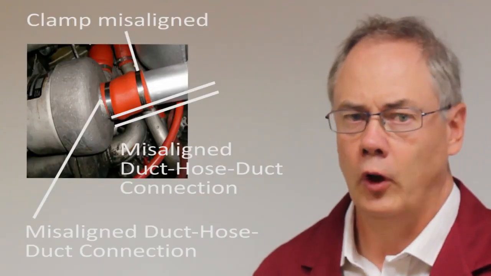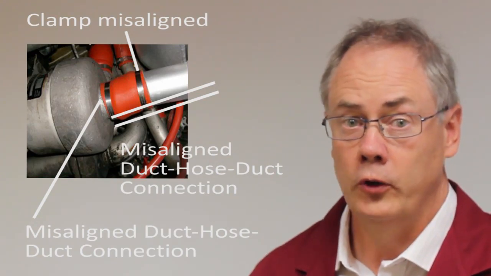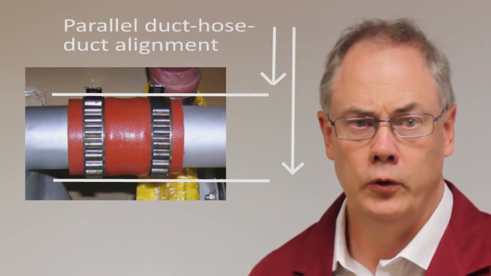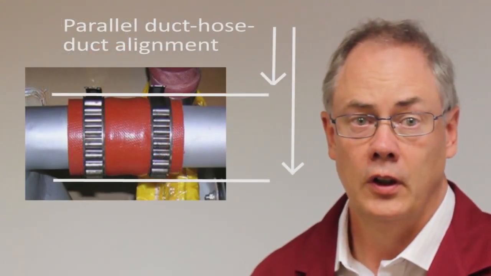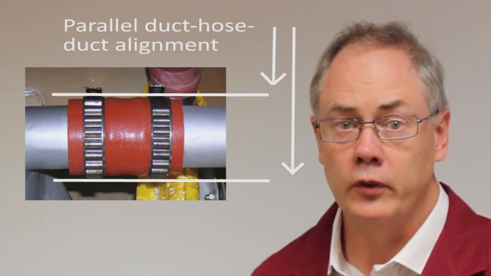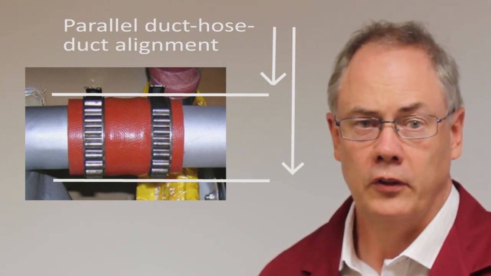Also, be on the lookout for hose misalignment, as this may lead to hose separation and system leakage. Alignment of all hose and duct connections must be parallel, with the hose fitting squarely around the circumference of the duct. These are some examples of corrective actions for misalignment.